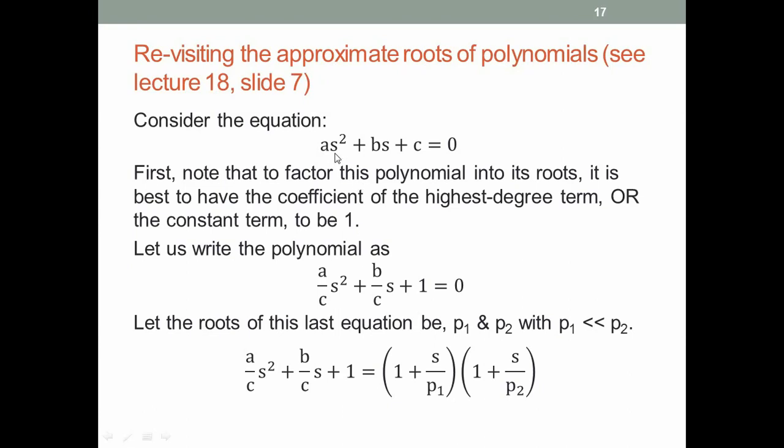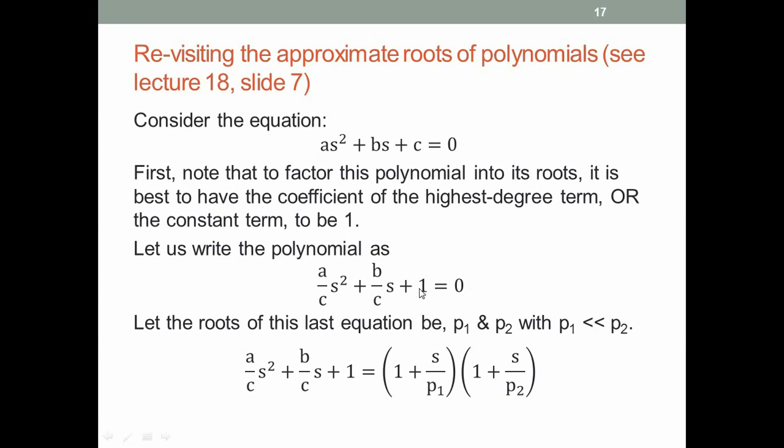So let's say we are given a quadratic as squared plus bs plus c equal to 0. Now to make our approximation, it is required that we make either the coefficient of the s squared term 1 or the coefficient of the constant term 1. We'll see that very quickly. So let us make the constant term 1. So we'll divide the equation by c. So we'll get a by c s squared plus b by c s plus 1 equals 0. The right hand side remains 0.